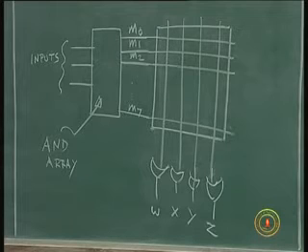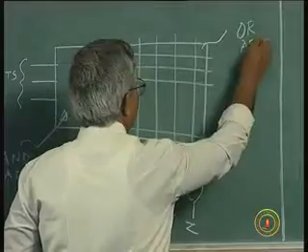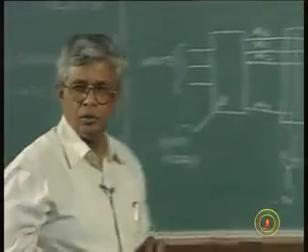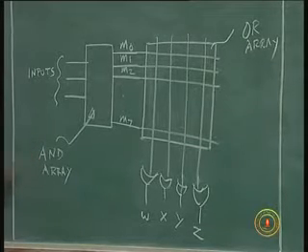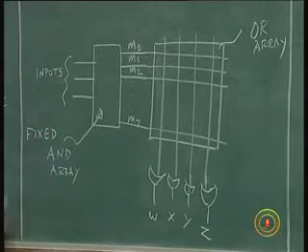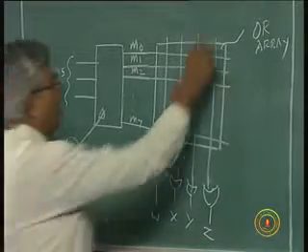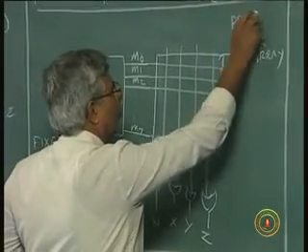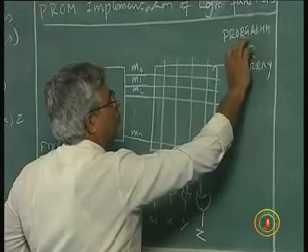First I have the provision to connect anything. How many of them I will use depends on my requirement. So this is an OR array. This is fixed for all designs, isn't it? So I will call it a fixed AND array. This is programmable, for different applications I can have it. So I will say programmable OR array.